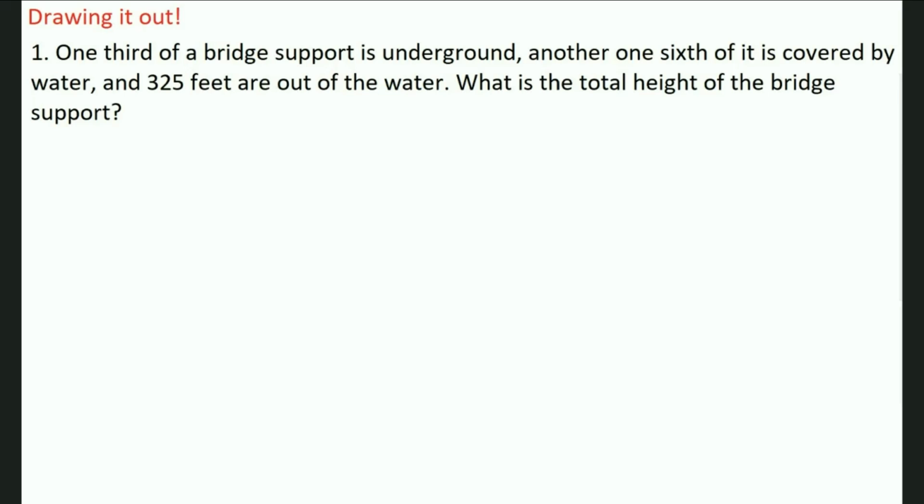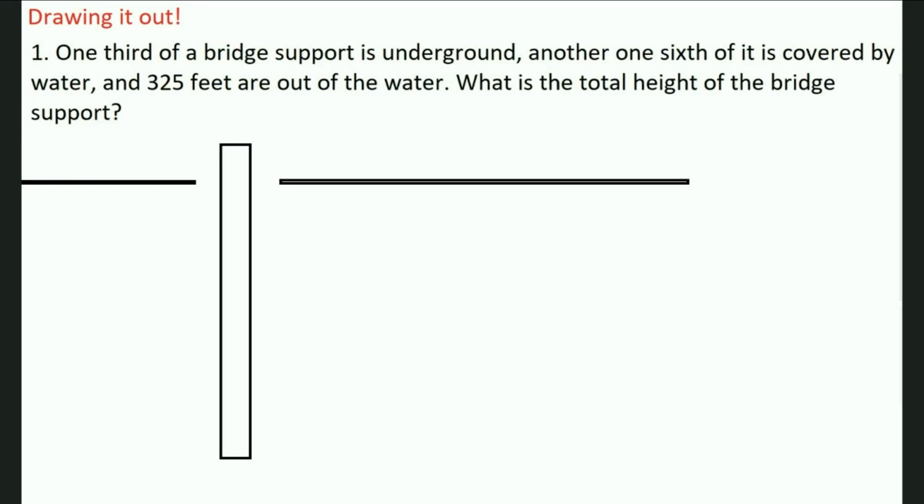1/3 of a bridge support is underground. Another 1/6 of it is covered by water, and 325 feet are out of the water. What is the total height of the bridge support? Now, it looks as though we don't have enough information to solve the problem, but we do. So let's draw a picture.